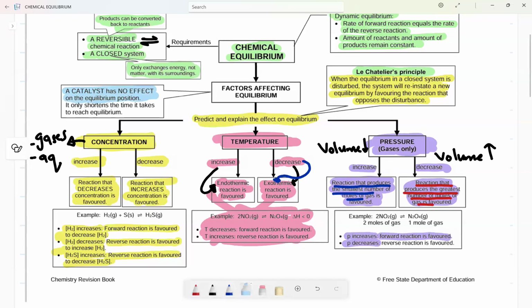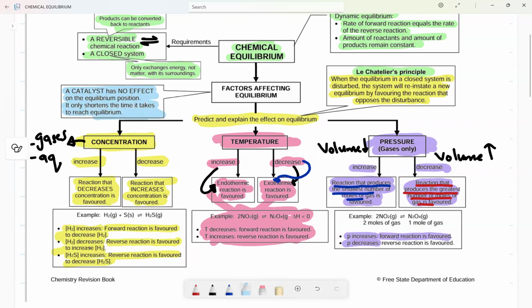Sometimes we said the forward direction is favored. If the forward direction is favored, it means the equilibrium shifted to the right. But if the reverse is favored, the equilibrium shifted to the left. So a catalyst has no effect on equilibrium position. It only shortens the time it takes to reach equilibrium.